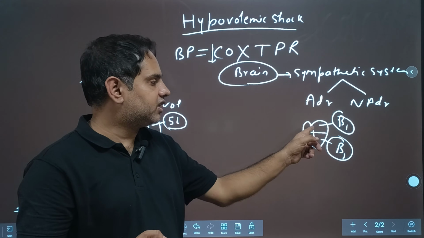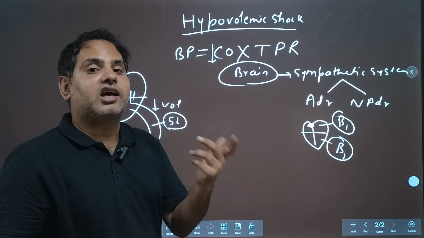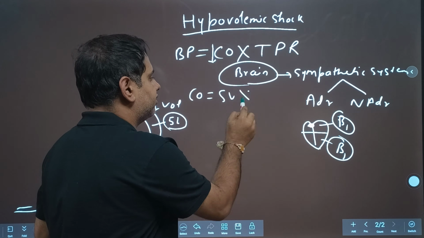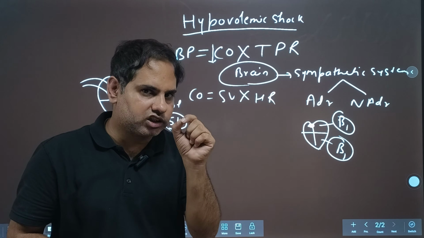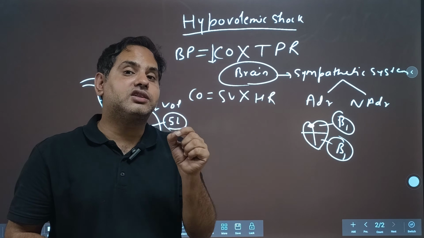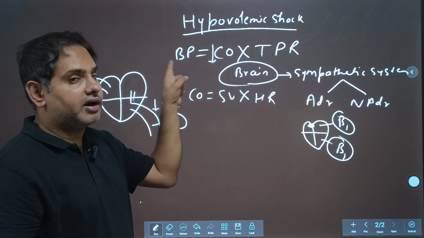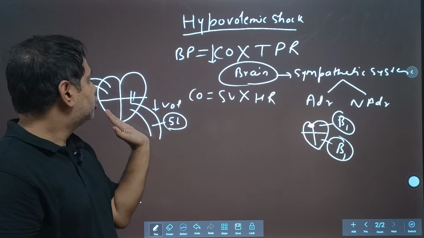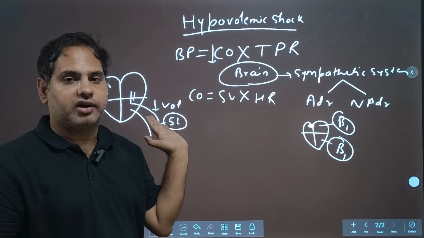One mechanism is that beta 1 receptors, when stimulated, which are present on the SA node, result in tachycardia, and cardiac output is equal to stroke volume multiplied by heart rate. So if the beta 1 receptor present in the SA node is stimulated by adrenaline and noradrenaline, it results in tachycardia. Tachycardia means increase in heart rate. Increase in heart rate will increase the cardiac output. Increased cardiac output will maintain your blood pressure, which is down, right? And why is it down? Because there is a hypovolemic shock.